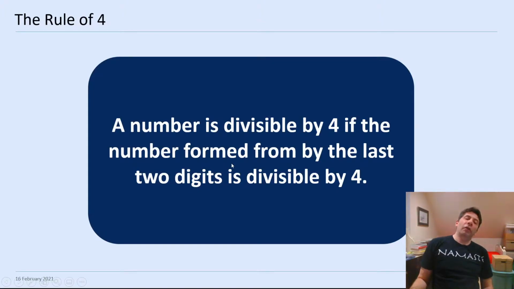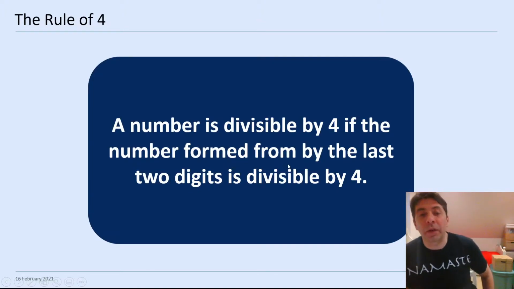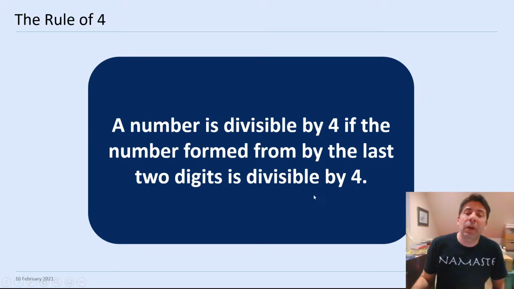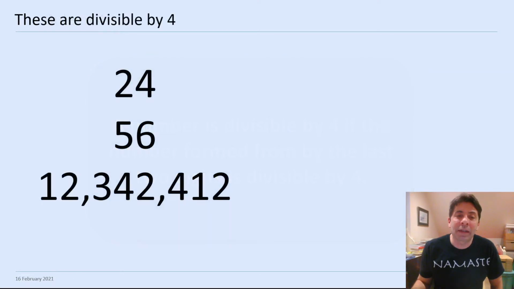The rule of 4: a number is divisible by 4 if the number formed by the last 2 digits is divisible by 4. So what we do is we throw away the front of the number. All we care about is the last 2 digits. So 4 goes into 24, 6 times. 4 goes into 56, 14 times. But also we can very quickly see that 4 goes into 12,342,412 because 4 goes into 12. That's the bit that counts.